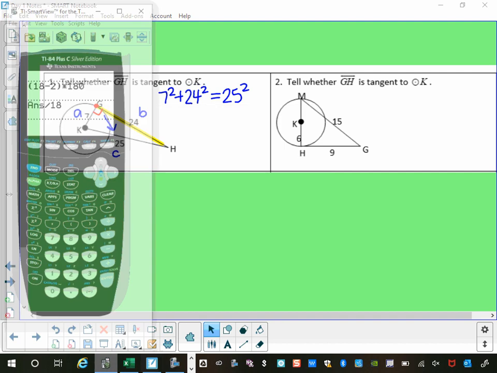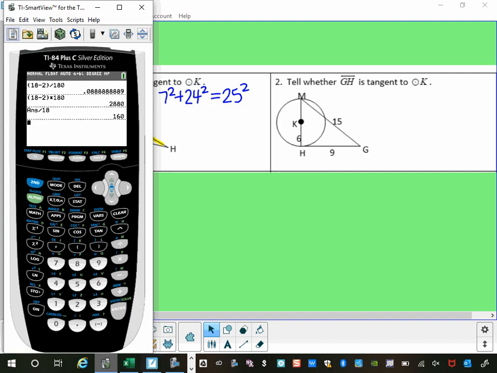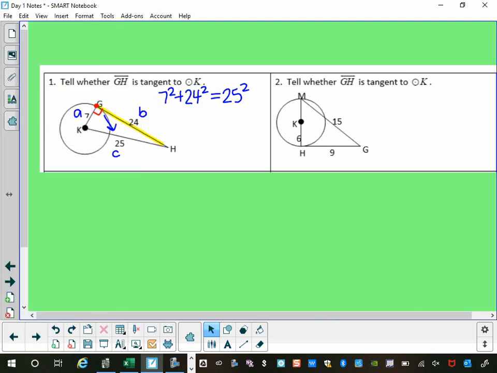All right, so either in decimals or on your calculator, we're going to double check. I'm going to type in 7 squared plus 24 squared. I'm going to hit enter. What do I get? 625. Now let's check my hypotenuse, 25 squared, is 625. So what I want you guys to write is that 625 is equal to 625.